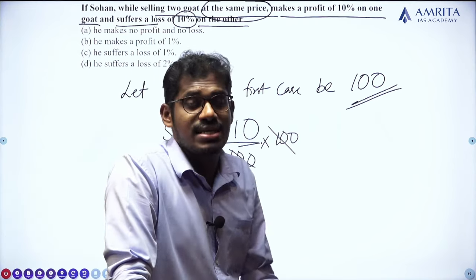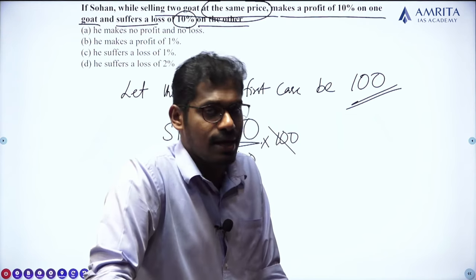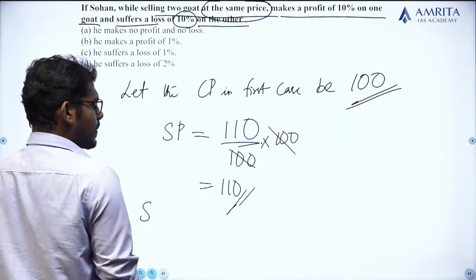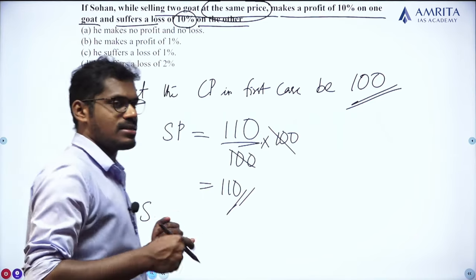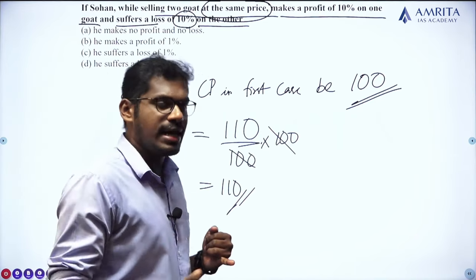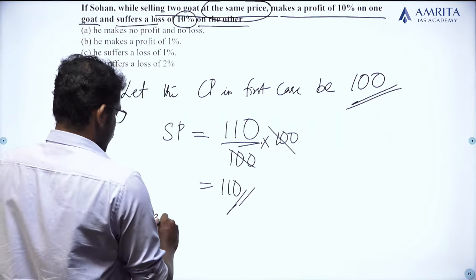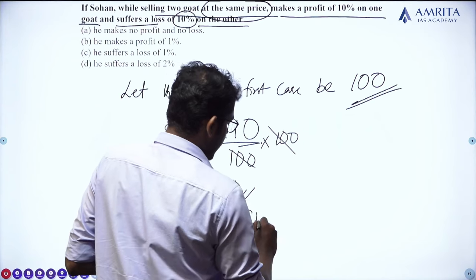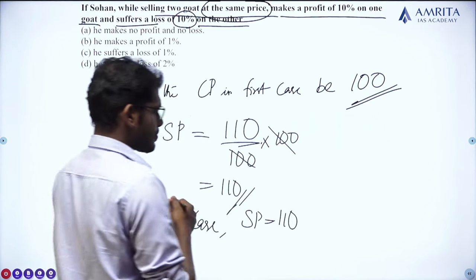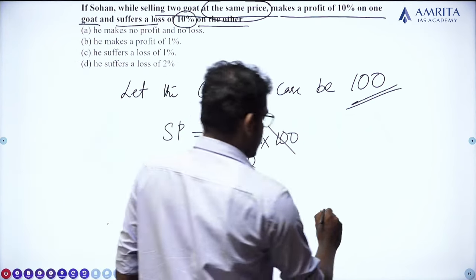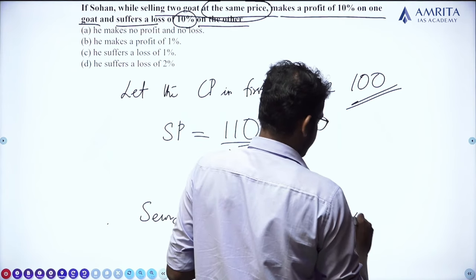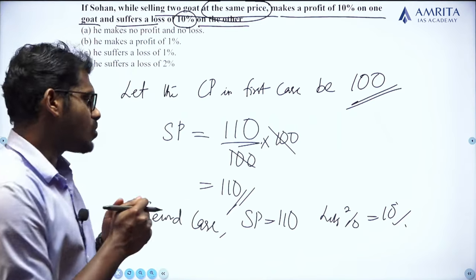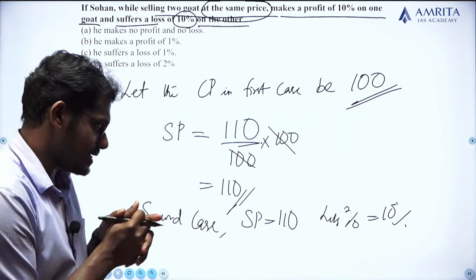And the question says the selling price is the same in both cases. In case 1 and 2, the selling price is the same. So the selling price is 110 in the first case, and the selling price will also be 110 in the second case. So in the second case, the selling price is 110 and the loss percentage is 10%. So I have to find what actually the cost price is.